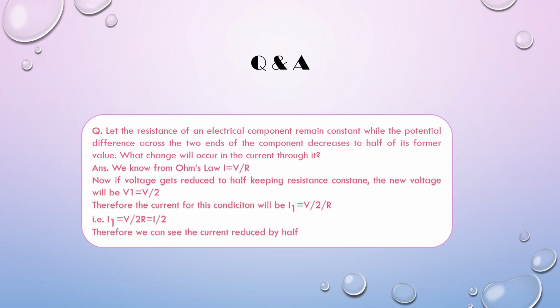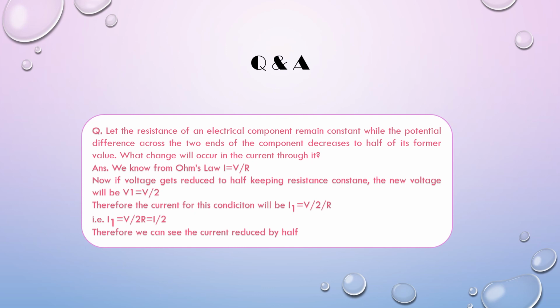So, your next question is: let the resistance of an electric component remain constant while the potential difference across the two ends of the component decreases to half of its former value. What change will occur in the current through it?